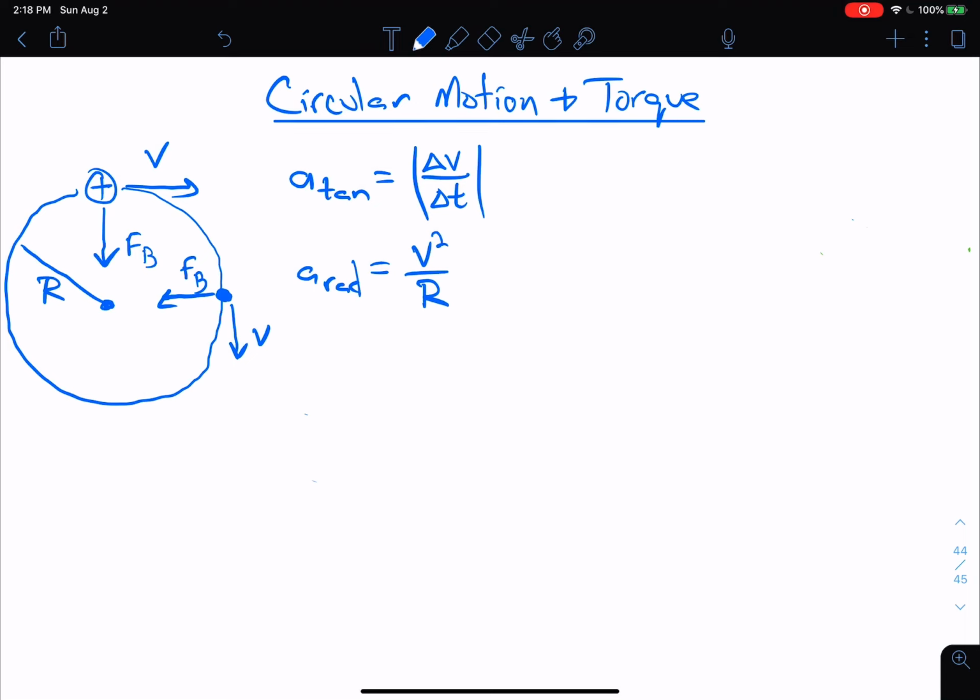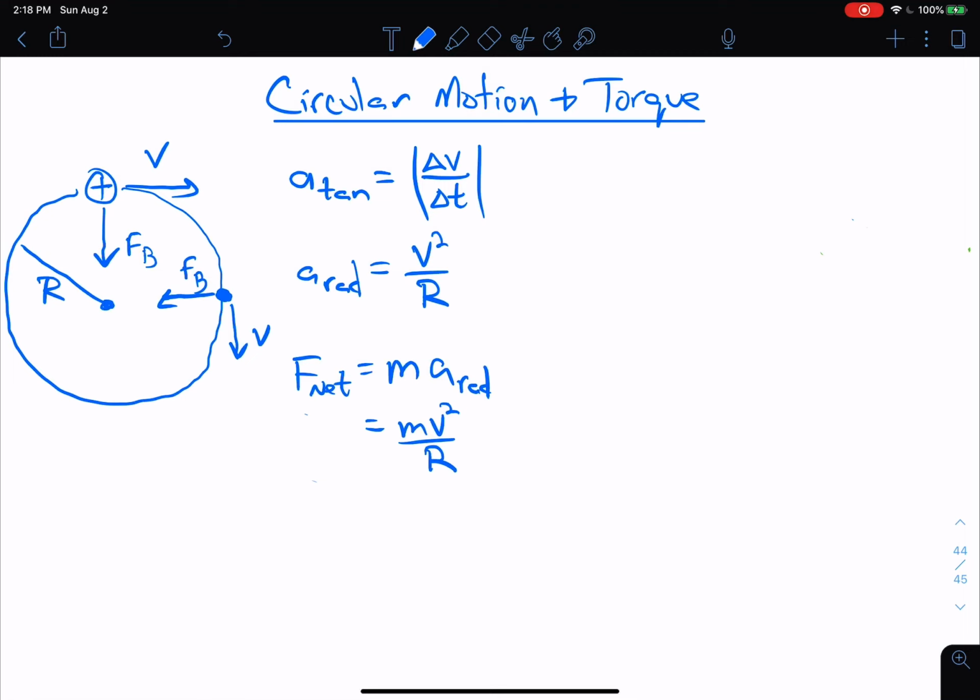And we can also talk about the net force. Now we know from Newton's second law that the net force has to be mass times acceleration. If we're in a situation where we only have a radial force, that means we only have a radial acceleration, and so consequently, that means we can write this as mv squared over r.